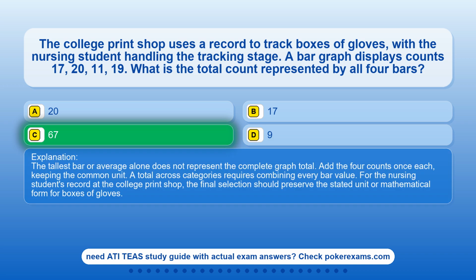The tallest bar or average alone does not represent the complete graph total. Add the 4 counts once each, keeping the common unit. A total across categories requires combining every bar value. For the nursing student's record at the college print shop, the final selection should preserve the stated unit or mathematical form for boxes of gloves.